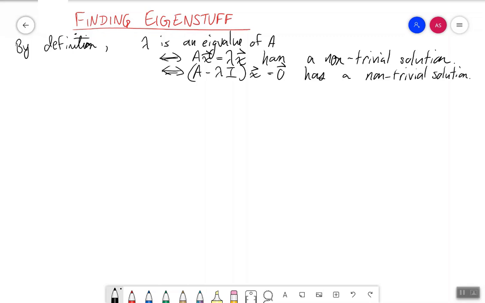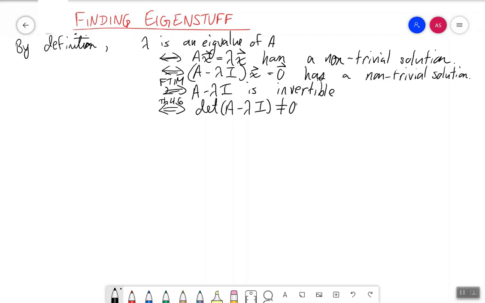But we can make this a bit simpler by using determinants. This is the same as saying that A minus lambda I is not invertible, and by theorem 4.6, this is the same as saying that the determinant of A minus lambda I is 0.